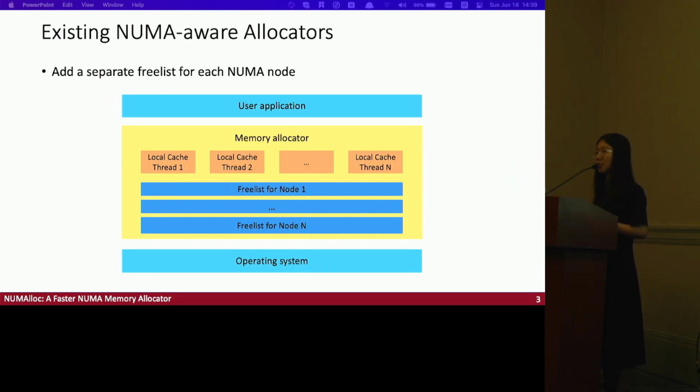To reduce remote accesses, some NUMA-aware allocators have been proposed. Their idea is simple: add a separate free list for each NUMA node and bind the memory to a physical node. In this design, memory allocation requests are first served by the per-thread free list, which is local, so it's lock-free and quick. If there is not enough memory on the per-thread free list, they will check the per-node free list.